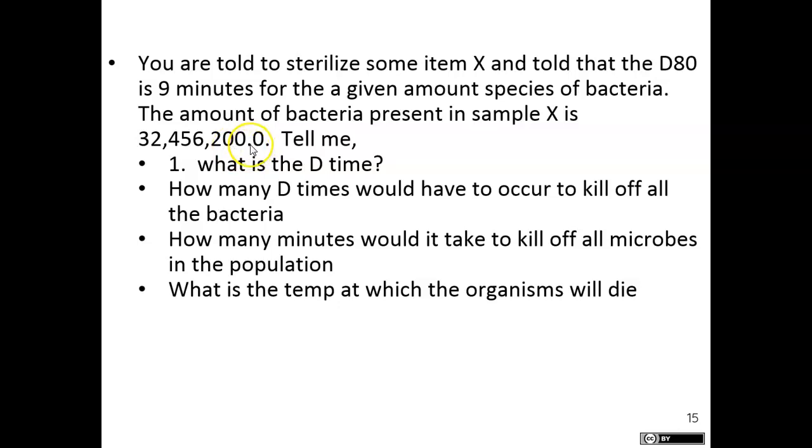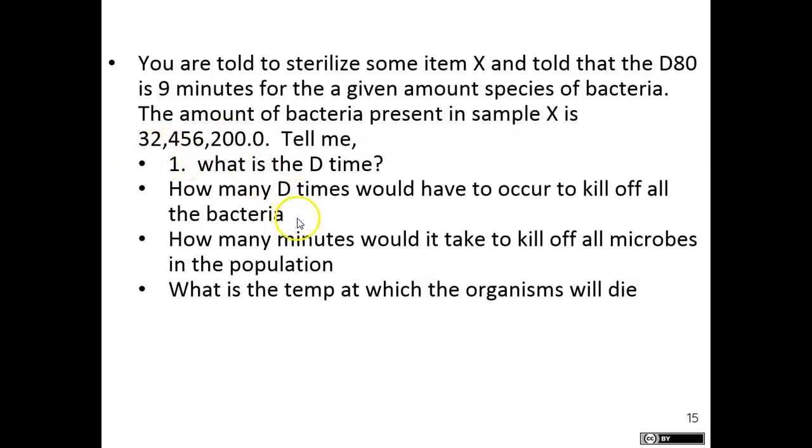times. So for each D time, you're killing off 90% of the population. And so here's that decimal point. You're going to move it over one time for the first 9 minutes. Then you move it over a second time for the second D time, third, fourth, fifth, sixth, seventh, and then 8. So it would take 8 D times to kill off these bacteria.